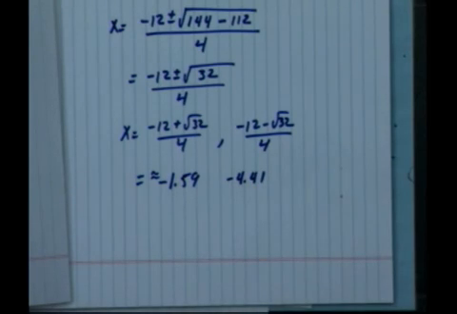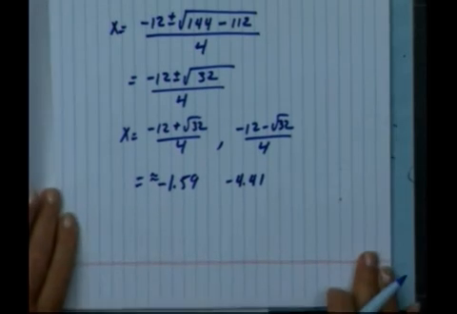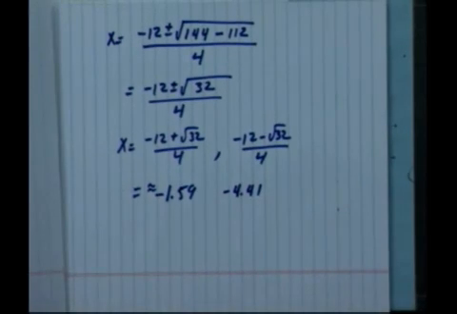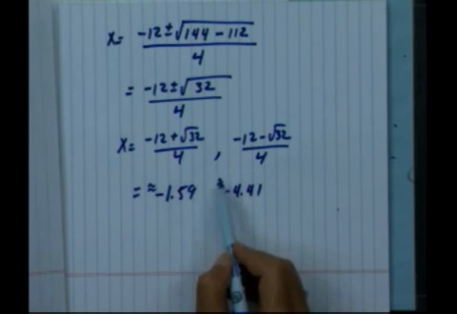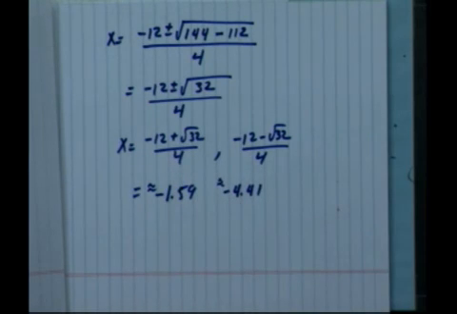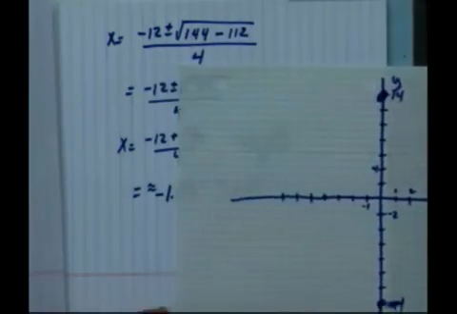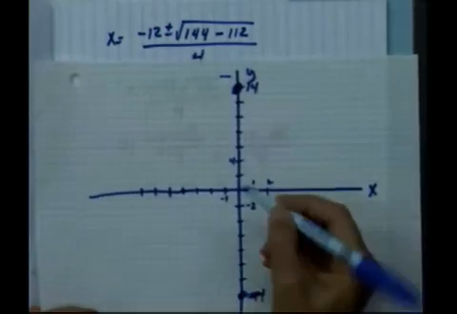Okay? All right, so we do have real solutions. They're just not pretty, not nice, even numbers. All right, and these are approximations because the square root of 32 is an irrational number. So now let's go back to our graph, and we're going to plot about a negative 4.41.